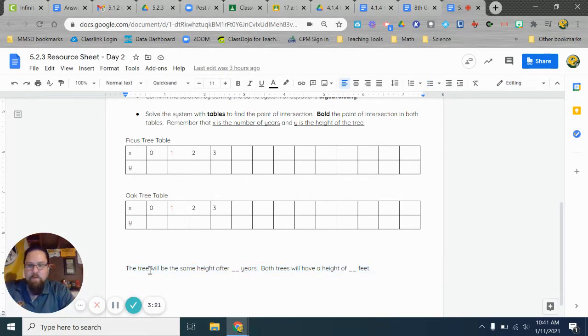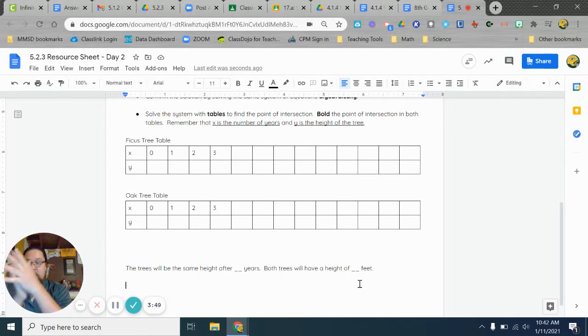And then the final thing is just a statement of your answer. The trees will be the same height after how many years? Fill in the blank right here. Both trees will have a height of blank feet. Okay, so there is a certain number of years where these 2 trees will be exactly the same height. You need to determine, using 3 methods, if you can, how many years that will be and how tall both trees will be. So again, good luck on this.